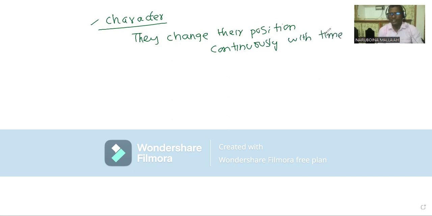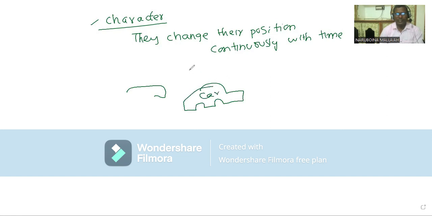I am explaining, taking one example. Say here a car. I'm not good at drawing, but simply see, this is a car. Here is a house. In front of this house, at position A, there is a car.